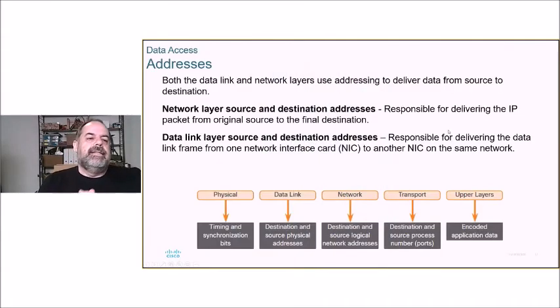Okay, data access. So basically, to be able to talk on a network, you normally need to have addresses. Now, there's often more than one address, and especially when you're talking about LANs, local area networks, when there's possibly quite a few hosts, both data link and network layers use addressing to deliver data from source to destination. The network layer source and destination addresses are responsible for delivering the IP packet from the original source to the final destination. As I said, IP is end-to-end, while data link layer source and destination addresses, or MAC addresses, are responsible for delivering the data frame from one network interface card to the next. So that's always on the same network.